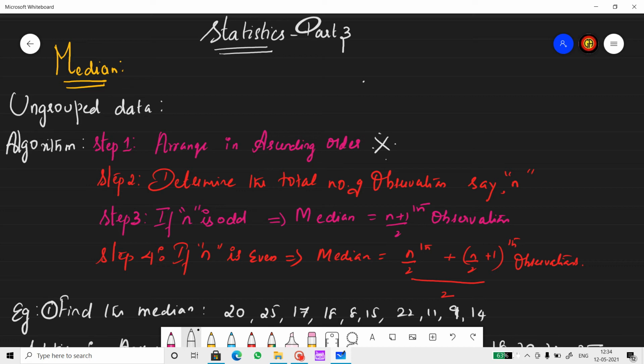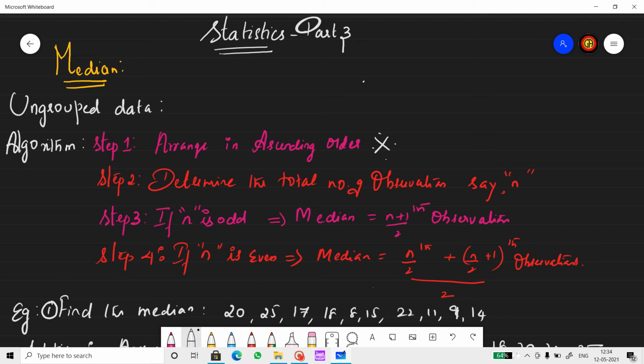Step 2, find the total number of observations, which means we literally count the number of observations given, so that we take it as n. So n is the number of observations. If n is odd, the median will be the (n plus 1) by 2th observation. And if n is even, the median is the average of the n by 2th and (n by 2 plus 1)th observations, that is, their sum divided by 2.